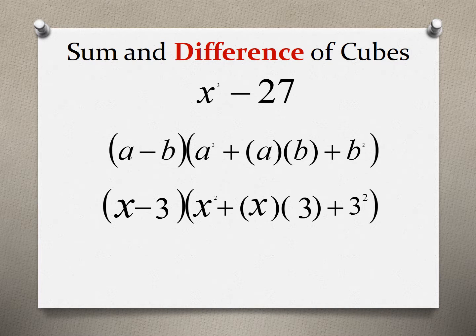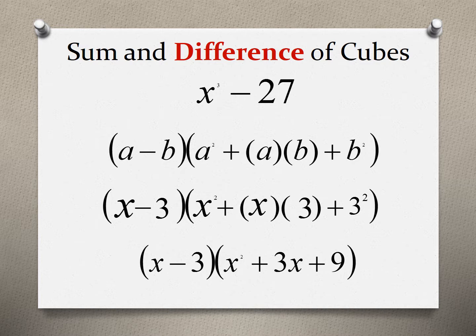So now I'll recognize that really, if I simplify what I've written here, I really have in my first factor, x minus 3. And in my second factor, this quantity is x squared plus 3 times x plus 9. These have the same value. Our original, which is x cubed minus 27, and our factored form, which is the quantity of x minus 3 times the quantity of x squared plus 3x plus 9.